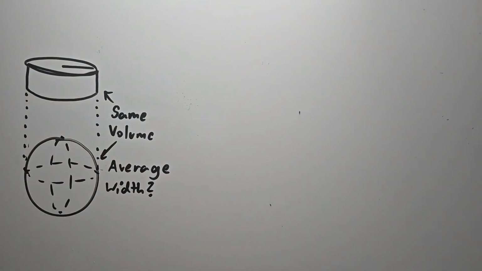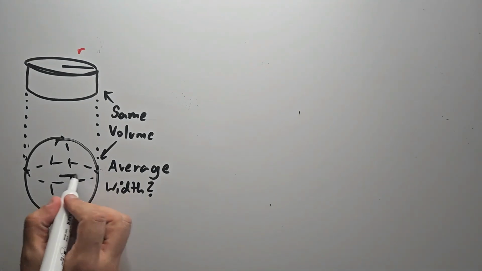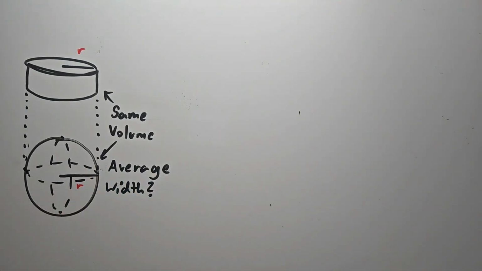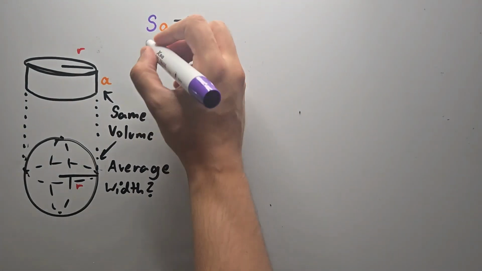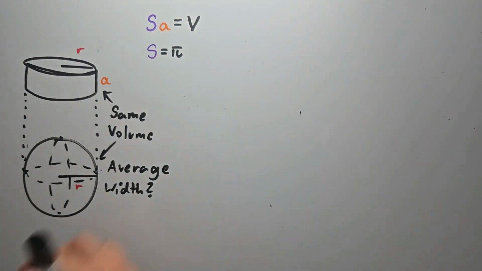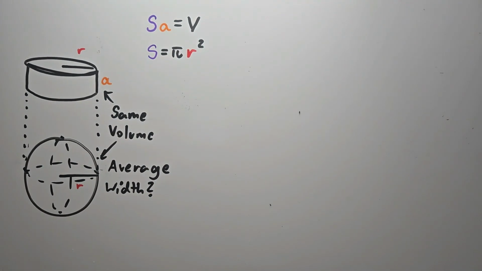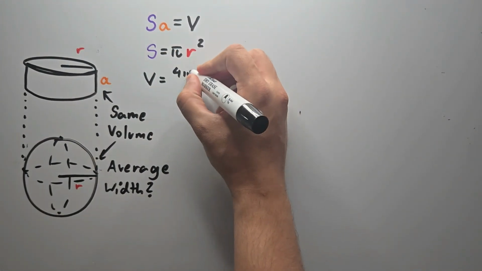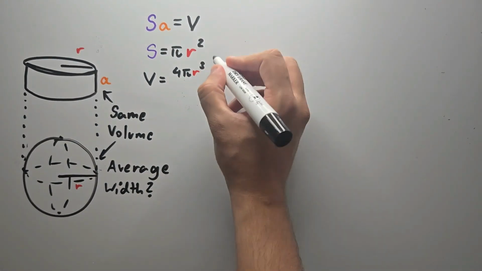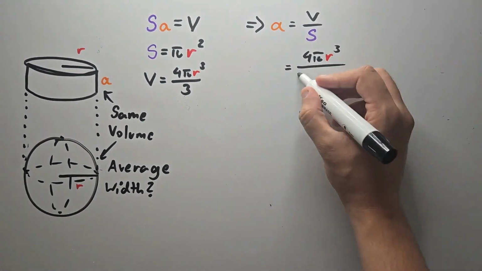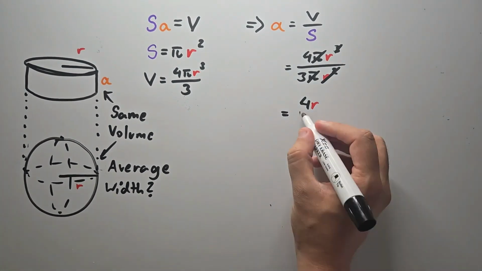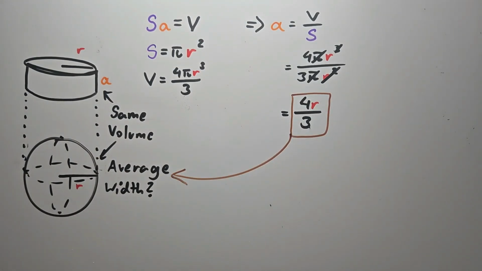Now this cylinder will have the same radius as our sphere, and we'll label its height A, which is the average width we're looking for. Now given that our cylinder is a prism, its volume is equal to the area of the shadow times A. And given that the shadow is a circle, we know its area is pi times r squared. And we know that our cylinder has the same volume as our sphere, which is 4 pi r cubed over 3. So we can now use some simple algebra to get that A is equal to 4r over 3, which is the average width we're looking for.